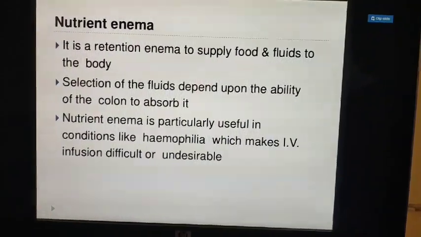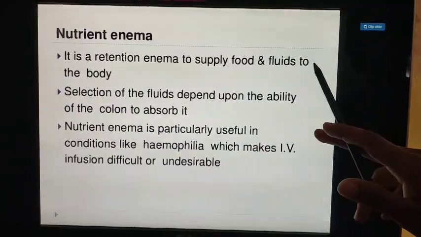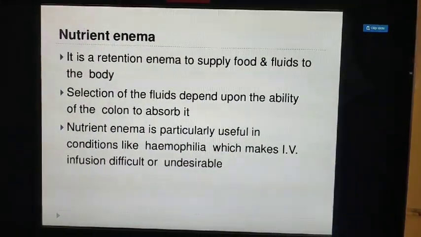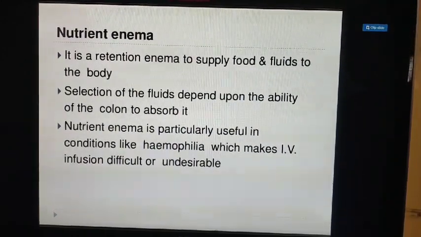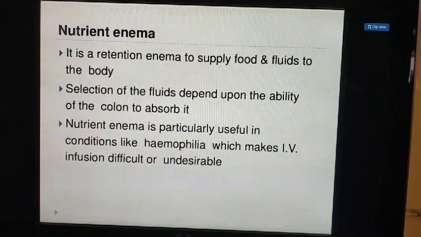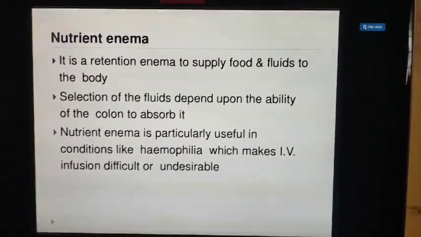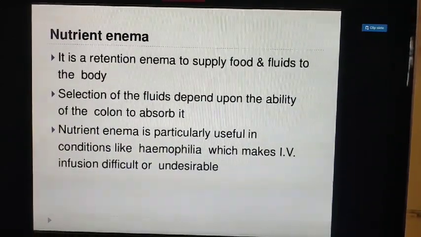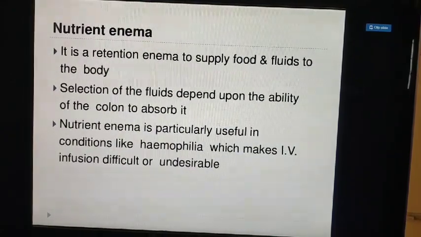Next one is the nutrient enema. Same nourishing purpose, isn't it? It is a retention enema to supply food fluid to the body, to give nutrition. The selection of the fluid depends upon the ability of the colon to absorb, and which kind of nutrition the patient needs. Clear? Nutrient enema is particularly useful in conditions like hemophilia, which makes IV infusions difficult or undesirable.